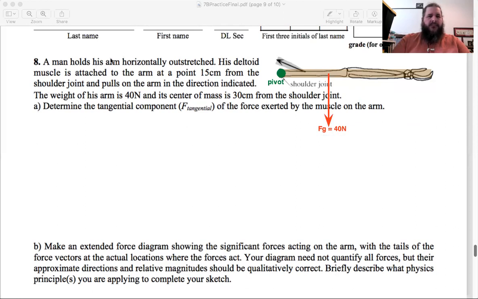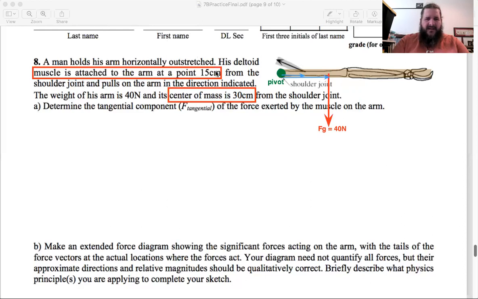How did you know where to go? Yeah, specifically that it tells us that the center of mass is 30 centimeters from the shoulder joint. So I should be placing this force of gravity exactly 30 centimeters away from the pivot. And just for a sense of scale, it tells us that the muscle is attached 15 centimeters from the shoulder joint. So in terms of distances, the distance from the pivot to the location where the muscle is attached is 15 centimeters. From the pivot to the location where gravity is active, that's 30 centimeters. So that should be twice as far as the distance from the pivot to the muscle.